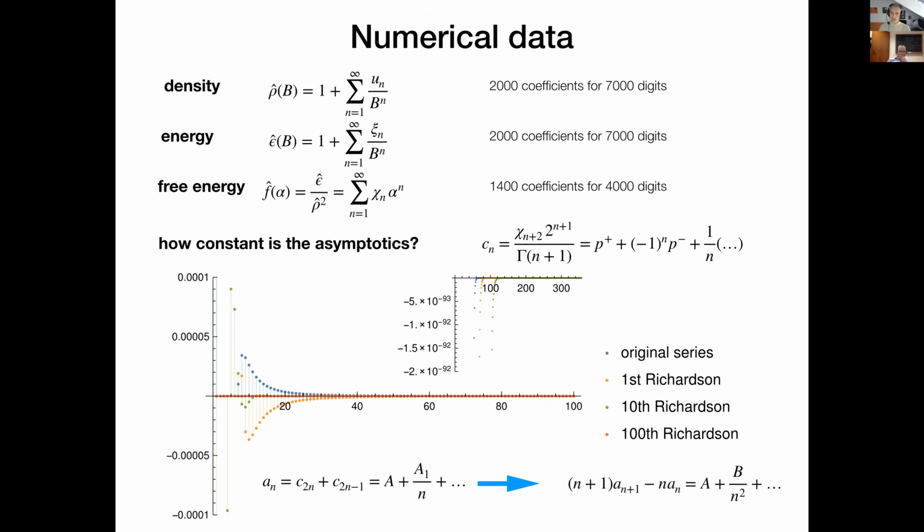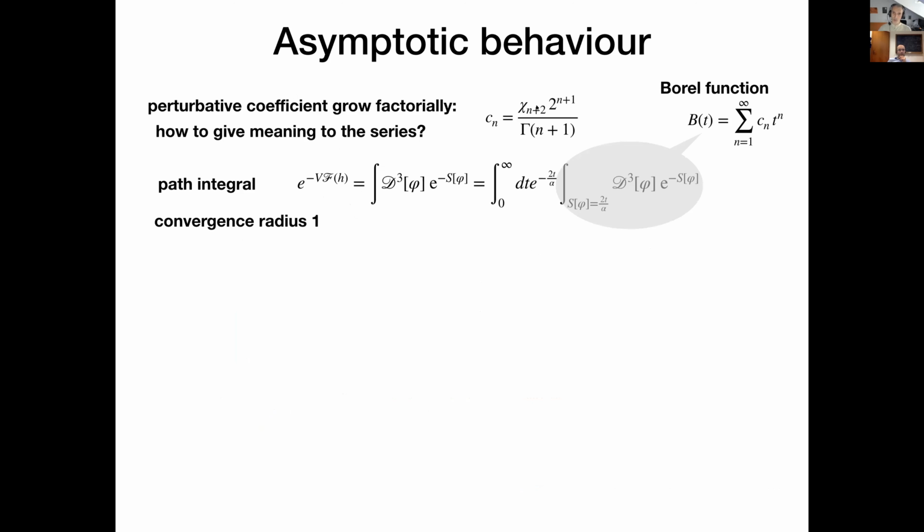So we have seen that the asymptotic of the C_n coefficient, if I make this combination, I mean, this is the definition of the C_n, and this is constant. But on the other hand, we see that the chi coefficients are growing like factorials. So first question, what's the meaning of the perturbative expansion at all? If it's growing, it's asymptotics, what can we do? And the usual saying is that we should go to the Borel function.